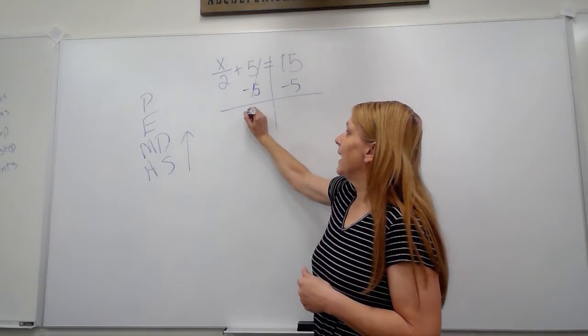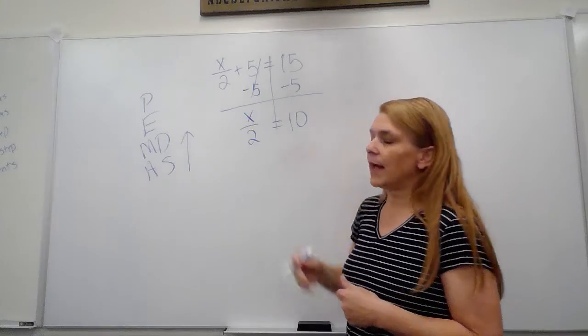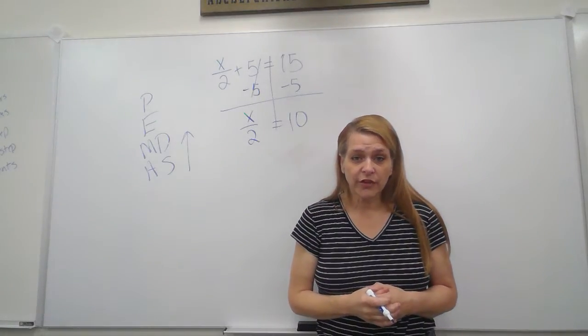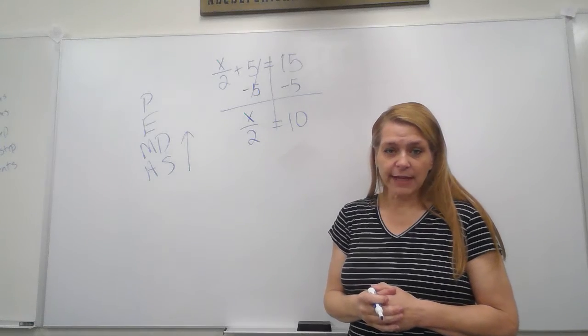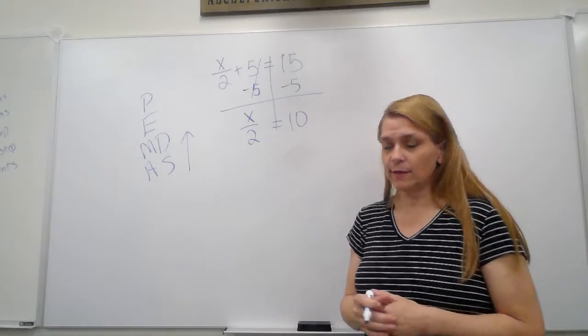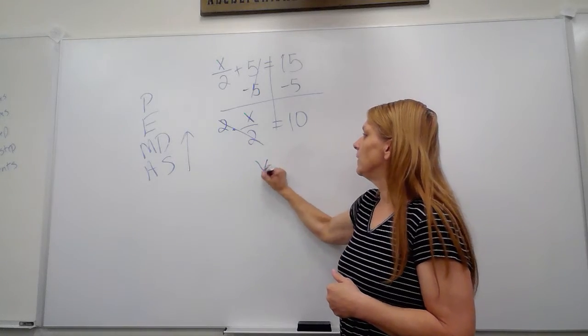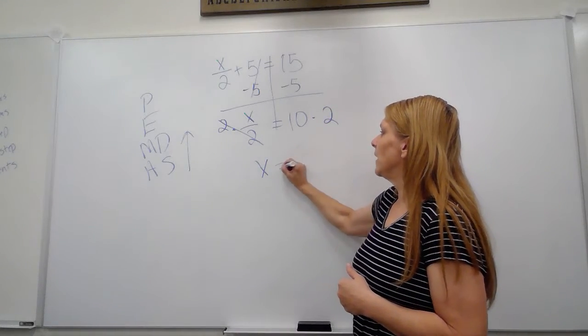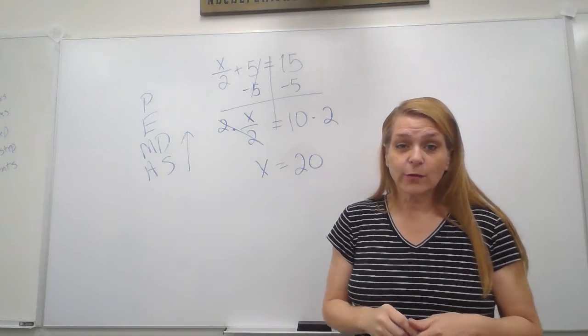5 minus 5, that cancels, so we're just left with the x over 2. 15 minus 5 is 10. We undid the addition. Now we have to undo the division. And the inverse of division is multiplication. The opposite of dividing by 2 is multiplying by 2. If you multiply one side by 2, you have to multiply the other side by 2. And we get x equals 20.